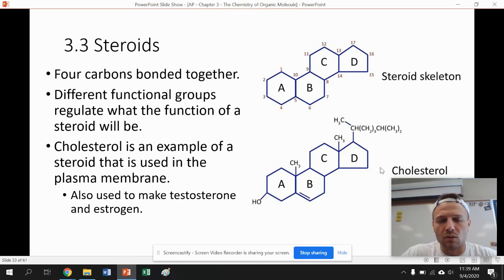Now, this cholesterol here can be made into testosterone and estrogen. The reason being is because estrogen and testosterone look very similar to cholesterol. The reason why they're just a little bit different here is because they have different functional groups. Remember those functional groups we talked about at the beginning of this section? They're just different bundles of molecules that we see consistently throughout the molecular world.